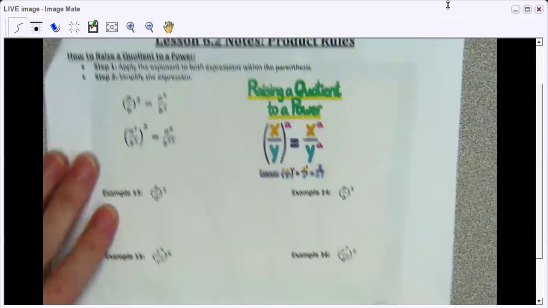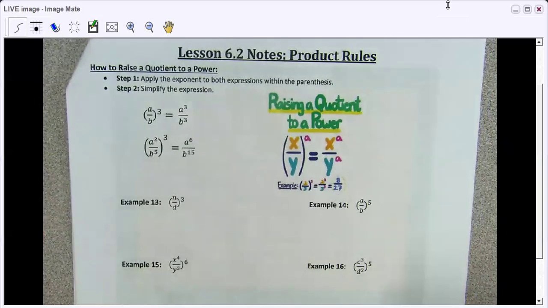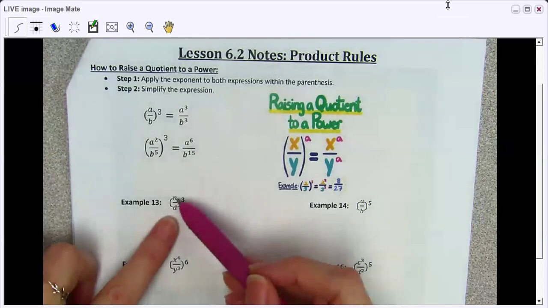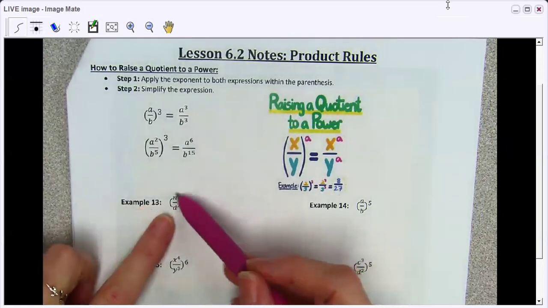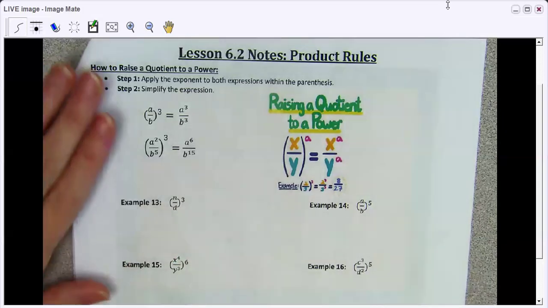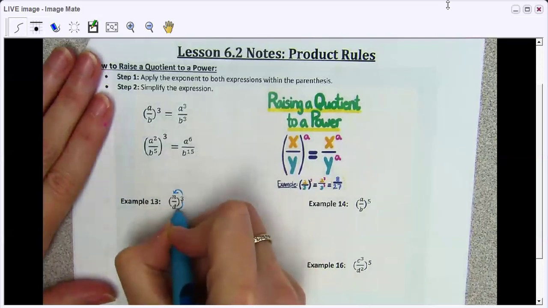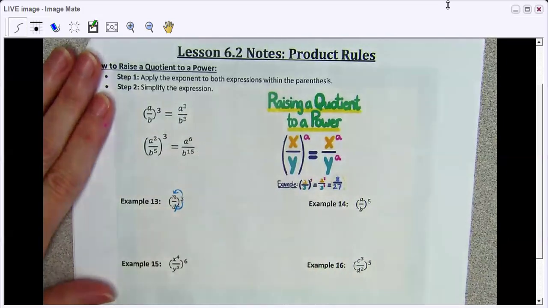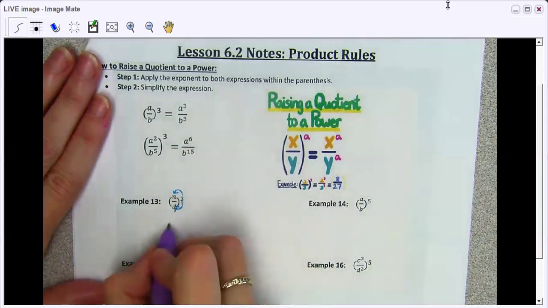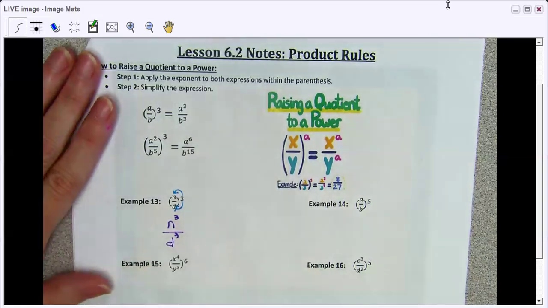On page 3, we're now raising a quotient to a power. So you're taking division. Division is a fraction, same thing. So n divided by d. And we're raising that quotient to a power. The process is the same in that you are distributing the exponent to both the numerator and the denominator. So in this case, we have n to the power of 3 over d to the power of 3. And then that's your final answer right there.